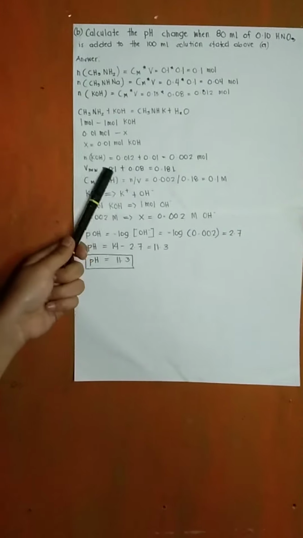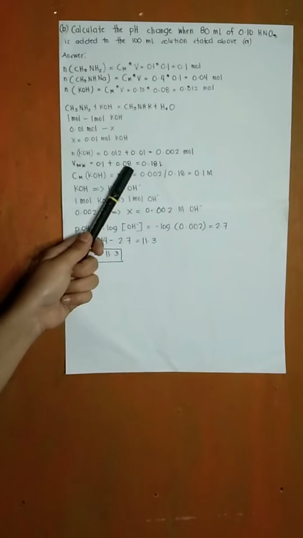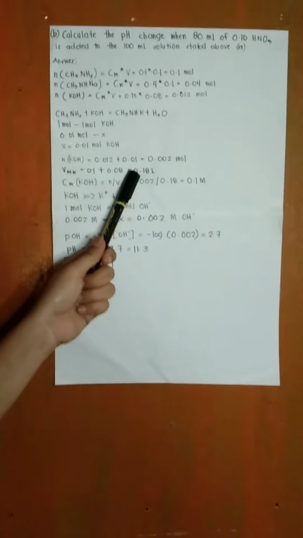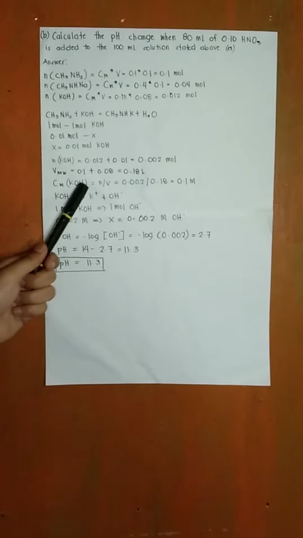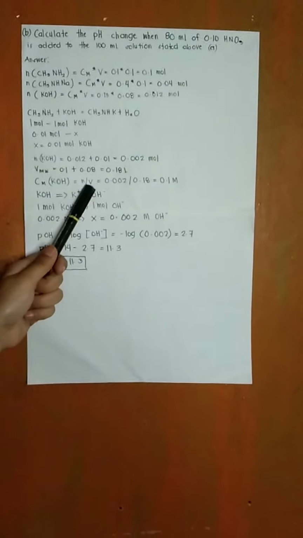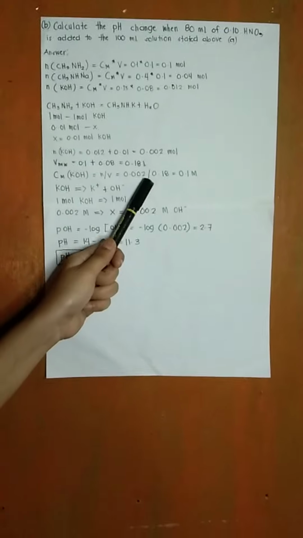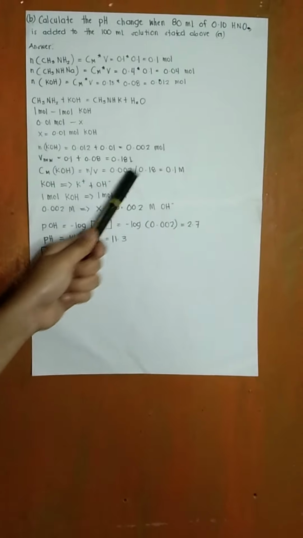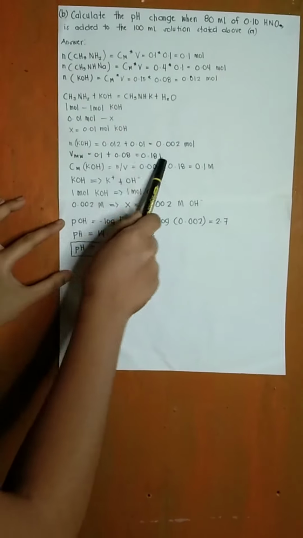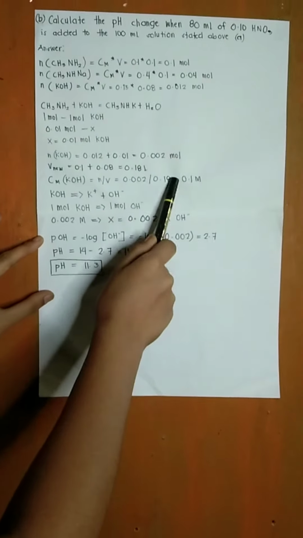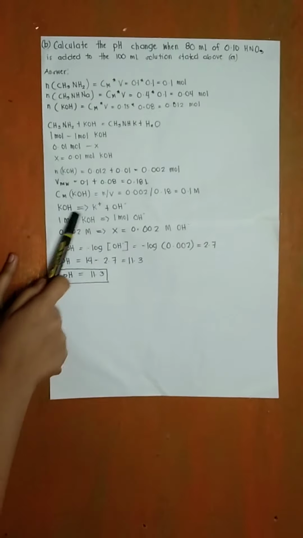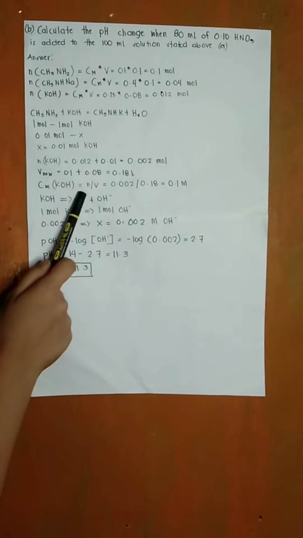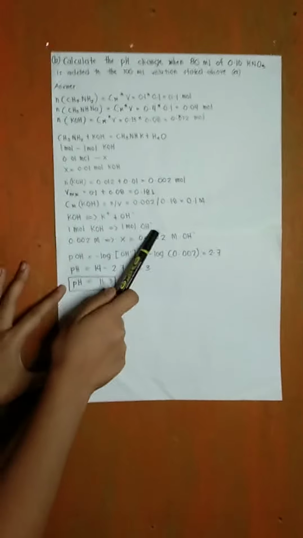V new equals 0.1 plus 0.08. The answer is 0.18 liter. Cm of KOH equals N divided by V equals 0.02 divided by 0.18. This equals 0.1 molarity.